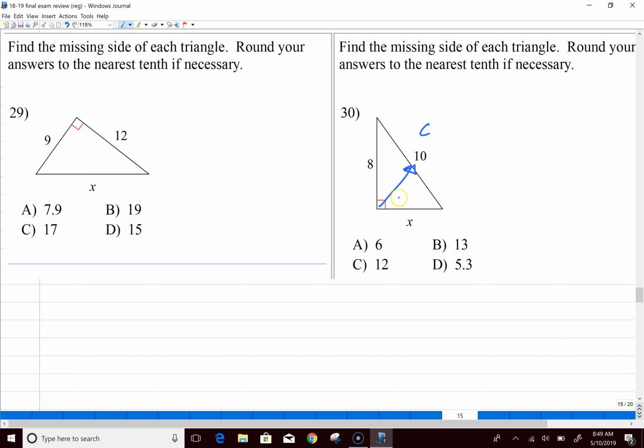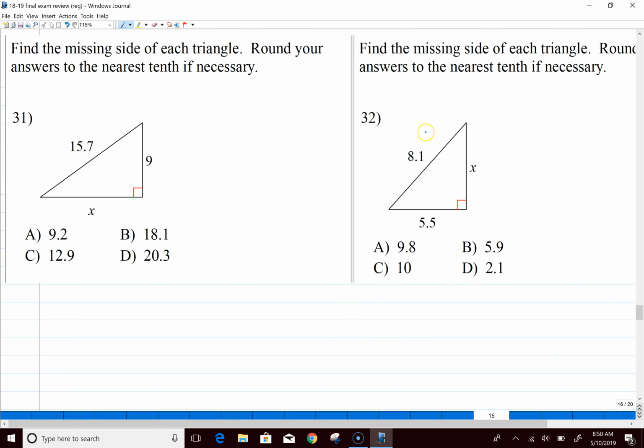Biggest number minus the other number. 10 squared minus 8 squared. Take the square root. If this confused you, go back to your notes over Pythagorean Theorem and figure it out. So 10 squared minus 8 squared, take the square root, put it in the calculator, it's going to give you 6. Again, if you're not sure, try number 29 by yourself and see if you get the answer. Or ask for help in class.